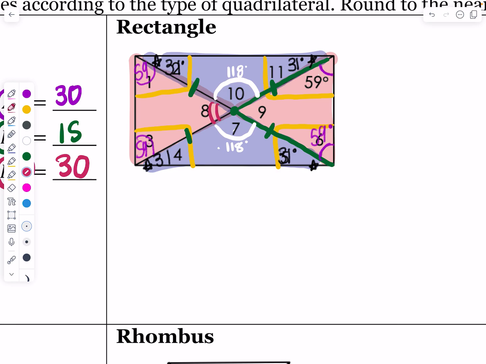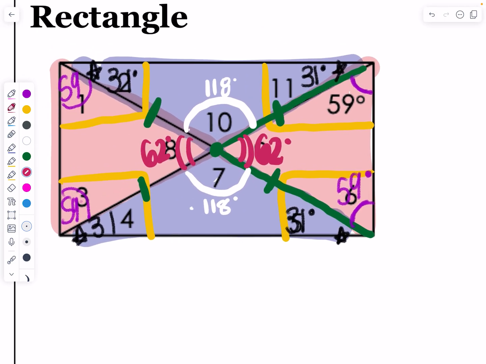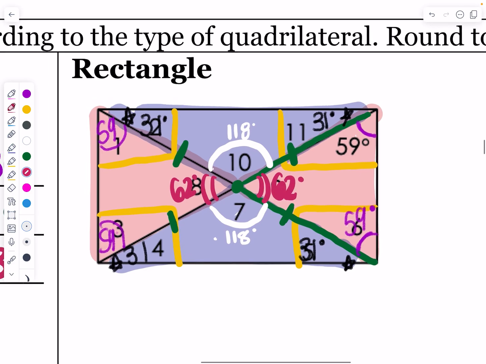You could either make a linear pair with 118: 180 minus 118 gives me 62. I could also just use the fact that we have an isosceles triangle on the left and do 180 minus 59 minus 59, and that is going to give me 62 as well. So both of these would be 62 degrees. So I just found every angle possible on this rectangle using the properties of rectangles.